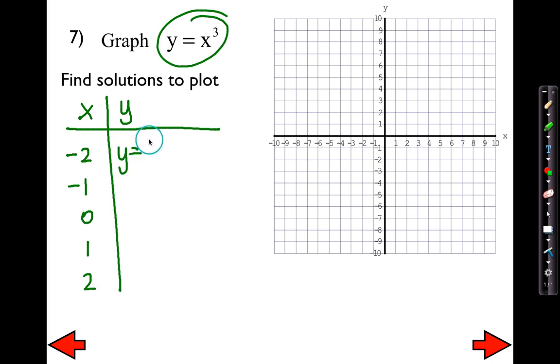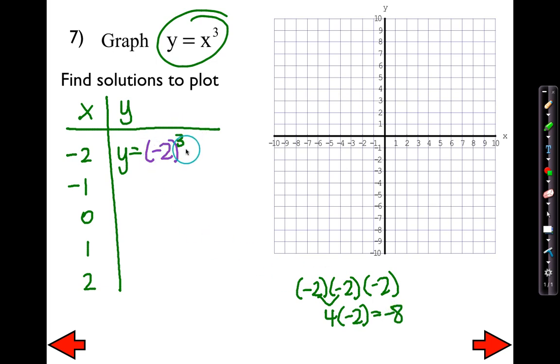So here we're going to use our equation to figure out what y is. Y is a x, which is a -2. We're supposed to cube that. So here, what's -2 cubed? I'm just going to show you real quick. -2 cubed means -2 times -2 times -2. Negative times negative is a positive. Positive times negative is a negative. So this is going to be -8. So the ordered pair is -2, -8.